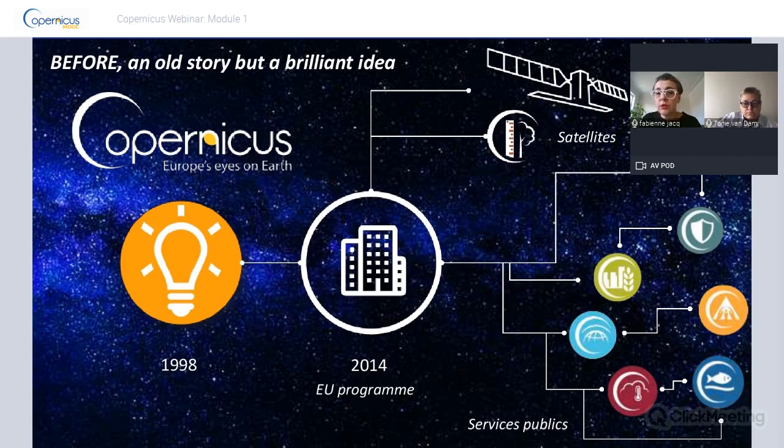Copernicus is a very old story. It's very old, but in fact that has been really a brilliant idea anticipating on what we really need and face today. So the idea came from a group of space agency and people working in Earth observation, but really concerned about the environment, the climate change already, what we could see from the natural resources and so on.